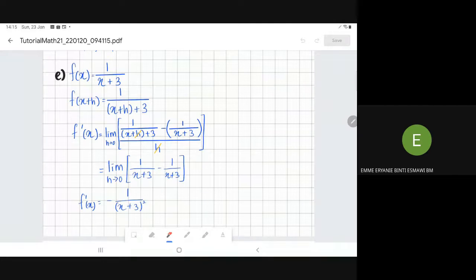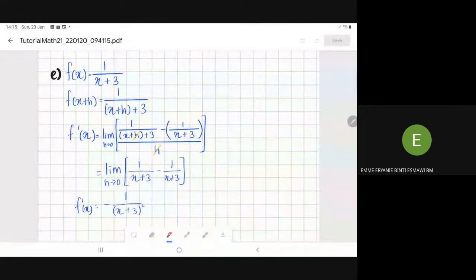Okay. Thank you very much for pointing this out. Okay, so Hafiz rasa part mana yang rasa macam mungkin salah? After substitute dekat first principle tu. Why do you think this step is wrong?